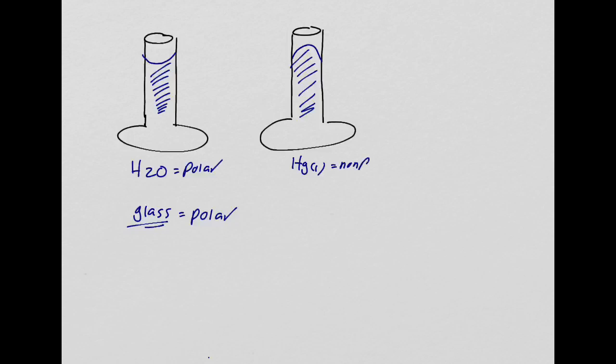Now, mercury is non-polar, but the glass is polar, so they don't really go with each other. Mercury doesn't want to interact with the glass. It tries to get away from the glass, and that's why you have this little shape that is trying to get away from the glass. Whereas here, the water tries to interact with the glass. That's why water has a meniscus.